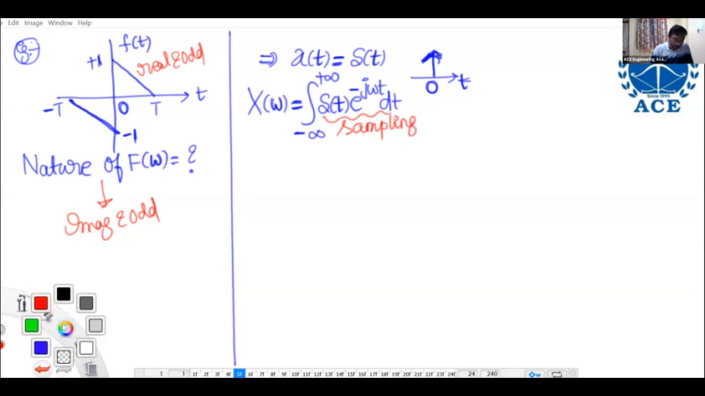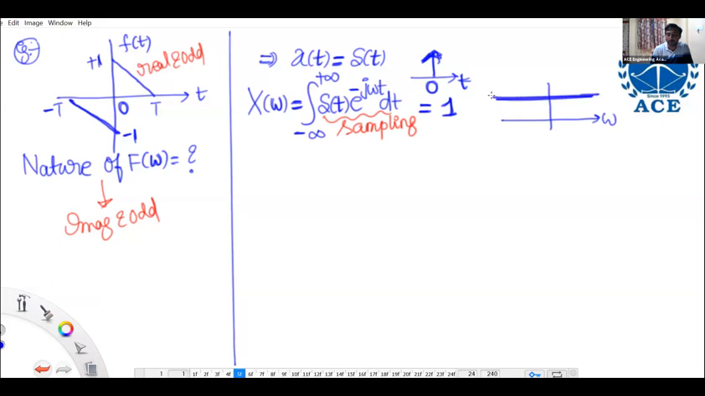Sampling or shifting property: the impulse exists at the origin, so the answer becomes 1, e power j0. The spectrum of impulse is constant for all frequencies.